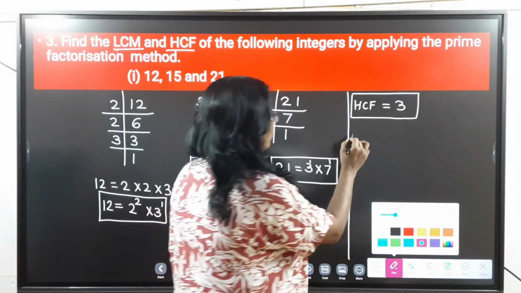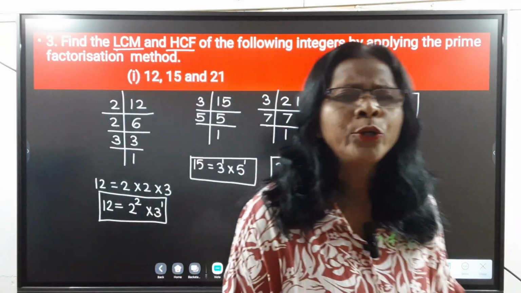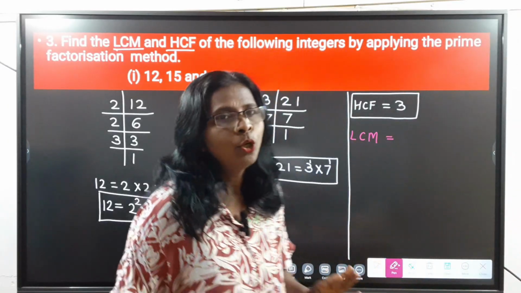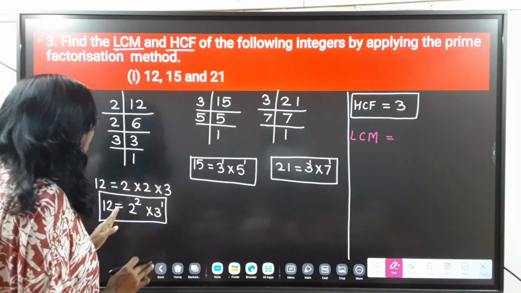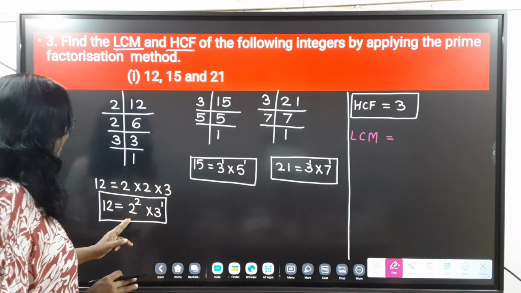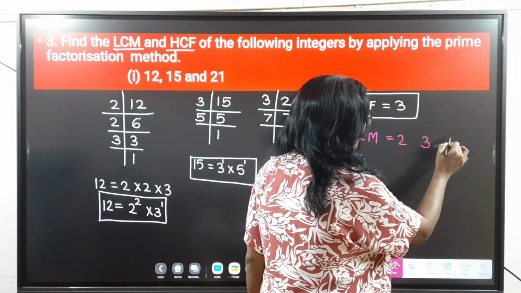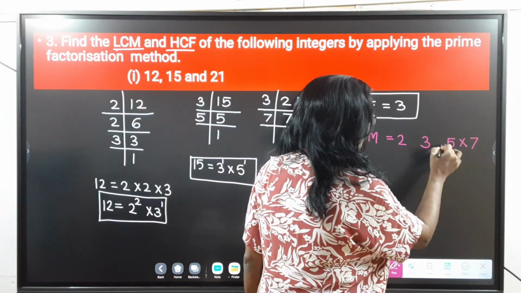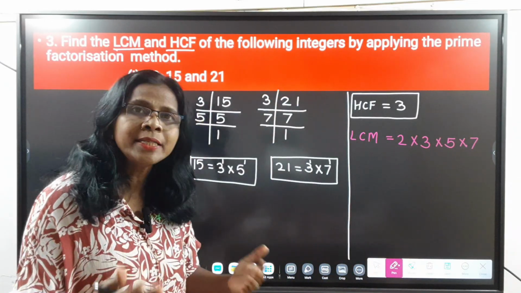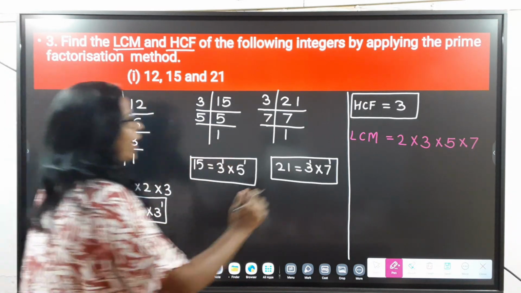And then students the LCM. Okay, LCM. So now LCM, that means the product of the greatest power of each prime factor involved in the number. So now here each number involved in these numbers. So there are 2, 3, 5 and 7. So I write down 2, 3, 5, 7 and make the product of them. Write down the greatest power of each number. So the greatest power of 2 is 2, so I write down here 2.